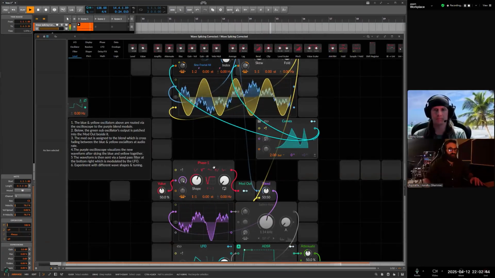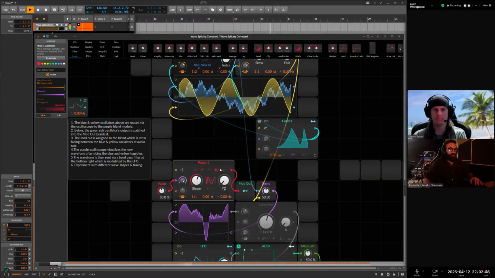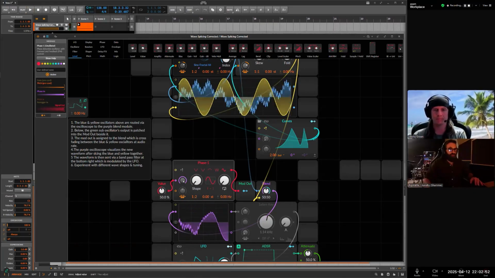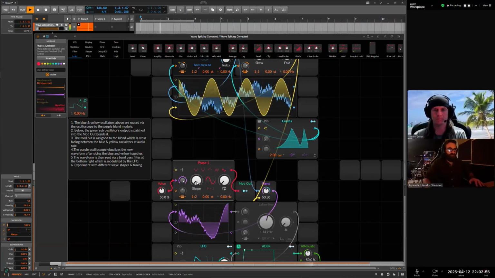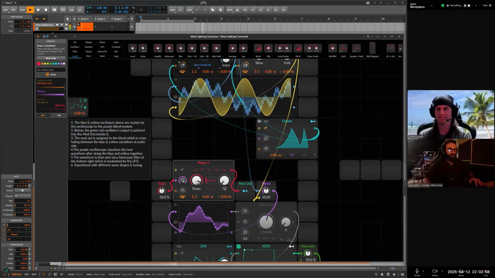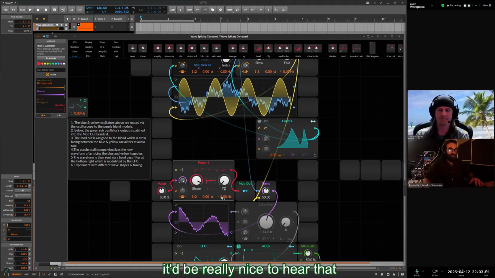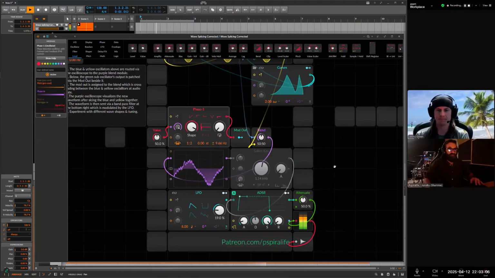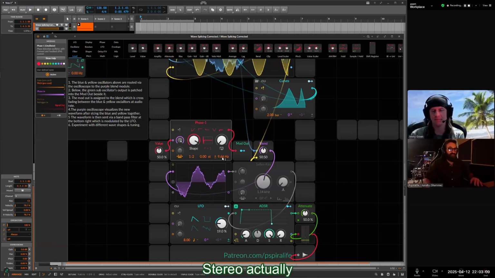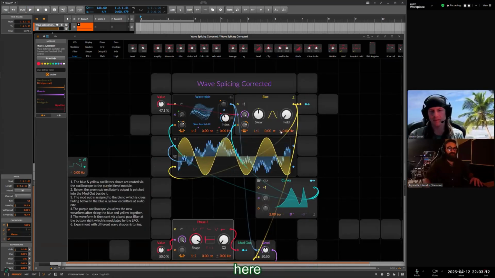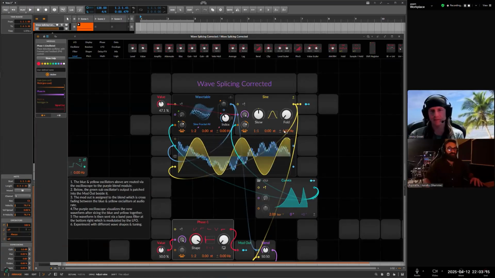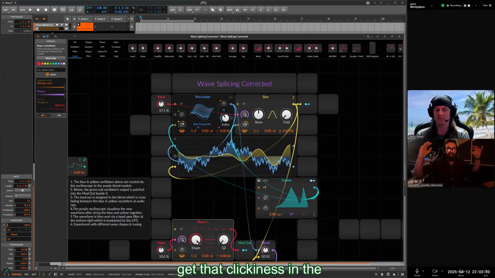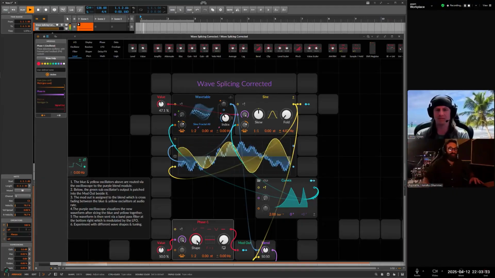Smooth it out a bit. Maybe drop it an octave. Just the crossfading. Oh, it'd be really nice to hear that in stereo. Is that in stereo actually? But probably need to do it up here. Yeah. Get that clickiness in the stereo width.